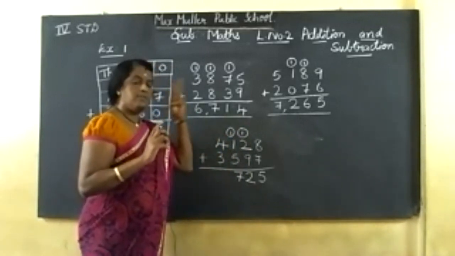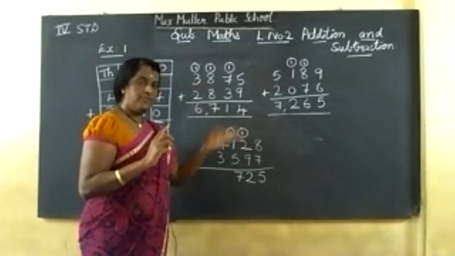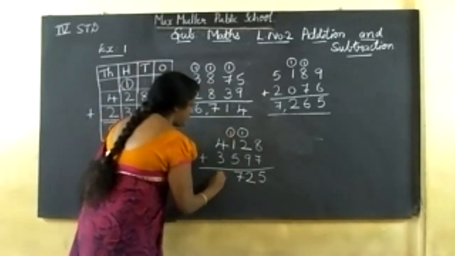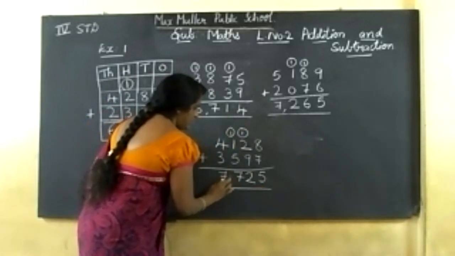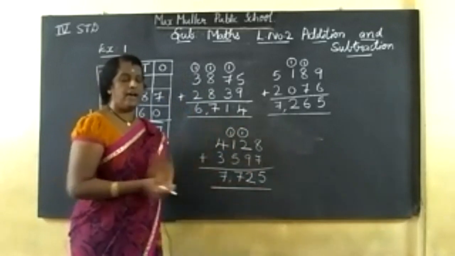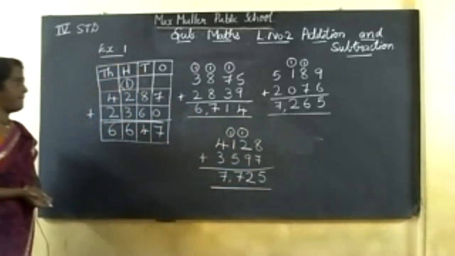4 in the mind, 3 on my finger. After 4, 5, 6, 7. This is comma. 7,725. Let's copy this.